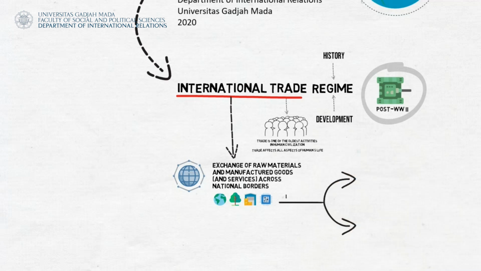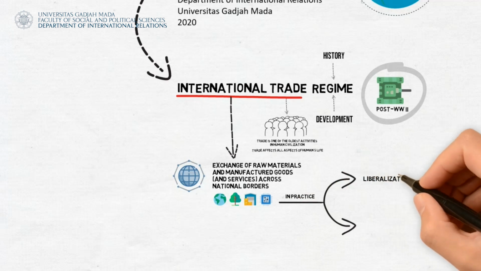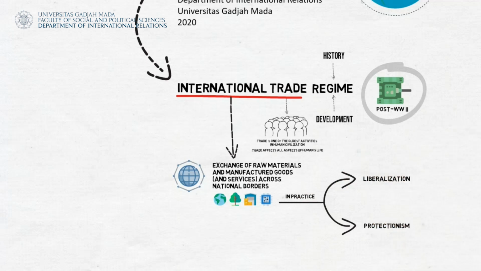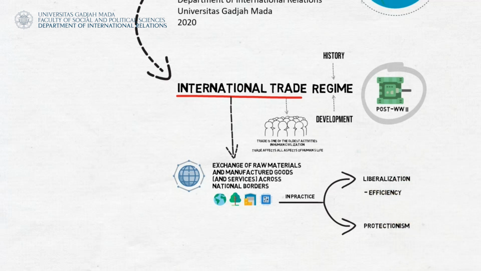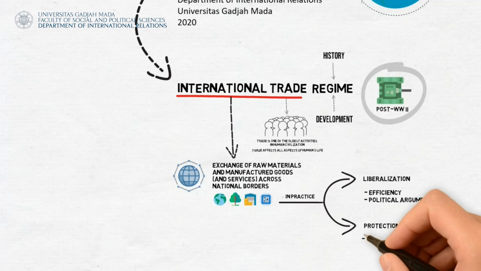In practice, some countries tend to liberalize their trade, while some others are implementing more protectionist policies. There are at least two main reasons why a country implements a more liberalized policy. First of all, because of efficiency, which is rooted from the idea of comparative advantage. The second reason is more political, because protectionist policies are perceived as only benefiting certain groups in the society, which are producers, while putting more burden on other groups, which are consumers.